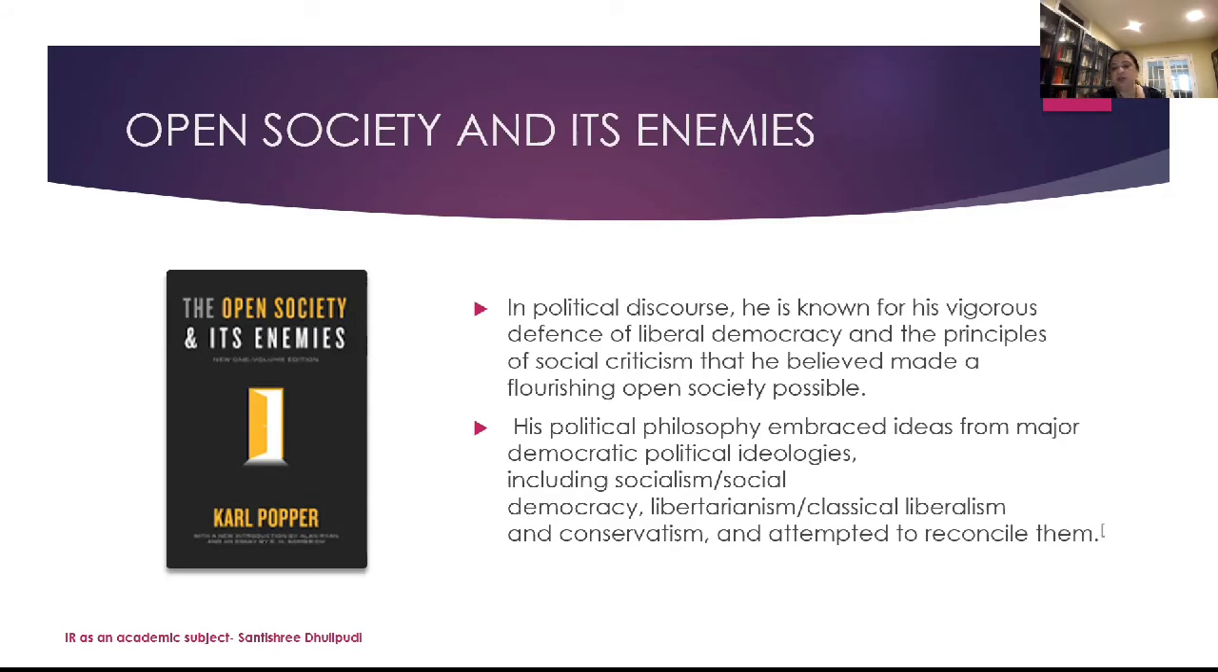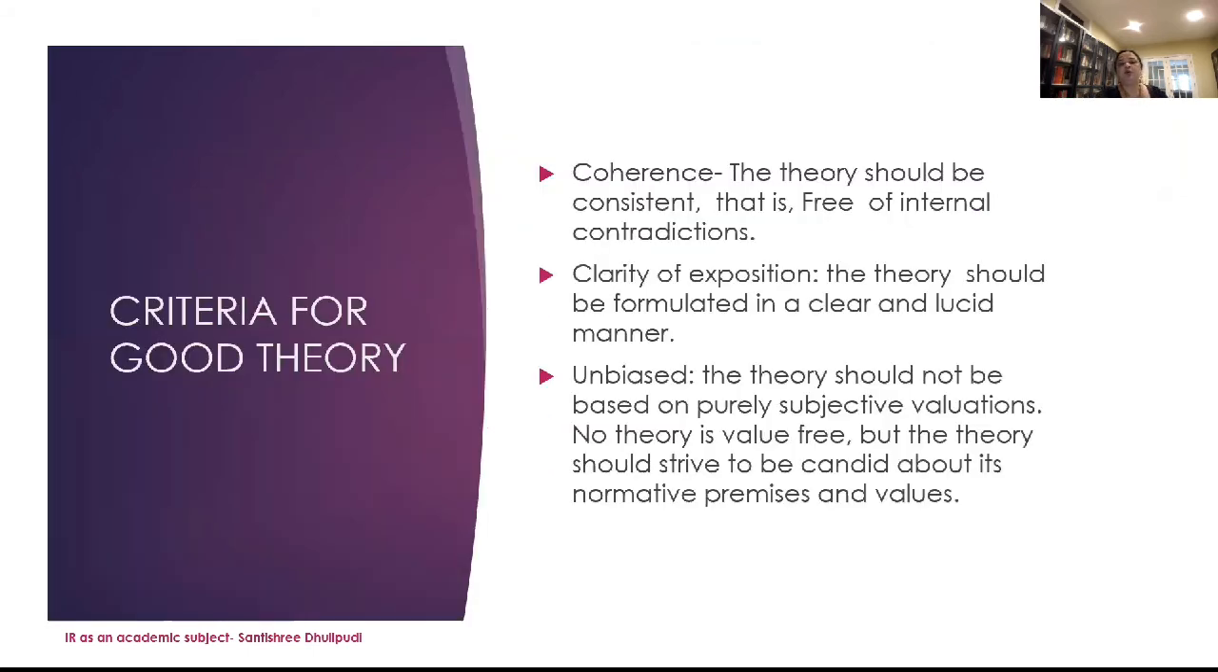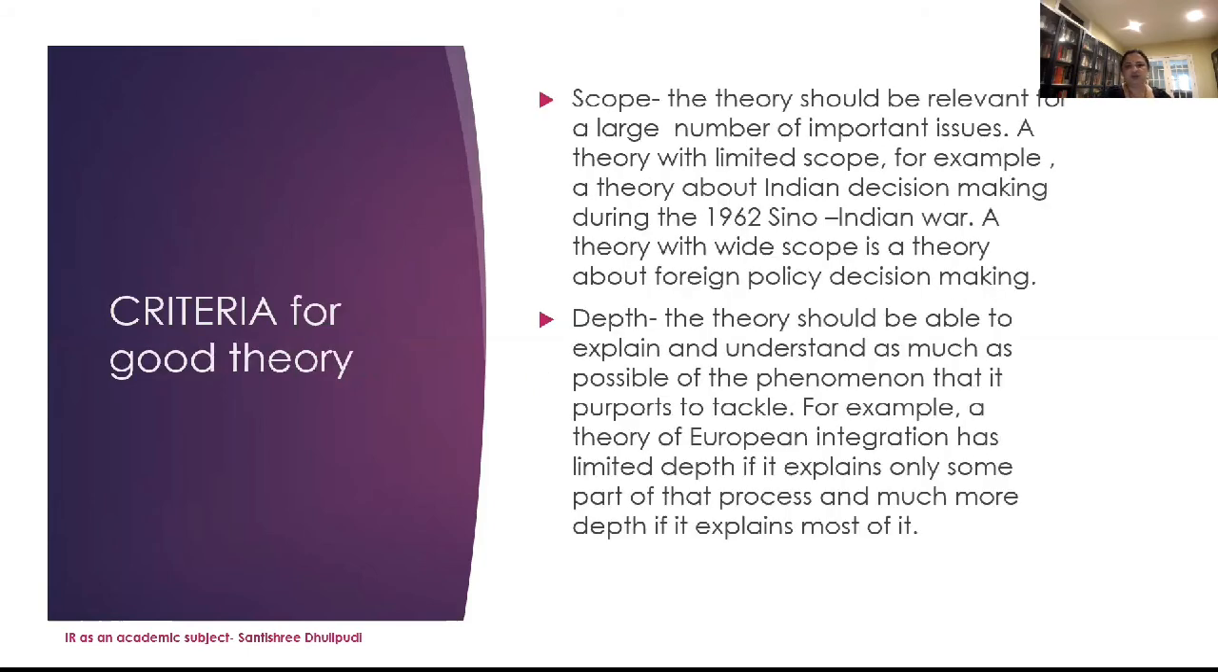His political philosophy embraced ideas from major democratic political ideologies, including socialism, social democracy, libertarianism, classical liberalism, and conservatism, and attempted to reconcile them. What is the criteria for a good theory? First, coherence. The theory should be consistent, that is, free of internal contradictions. Second, clarity of exposition. The theory should be formulated in a clear and lucid manner. Three, unbiased. The theory should not be based on purely subjective valuations. No theory is value-free, but the theory should strive to be candid about its normative premises and values.